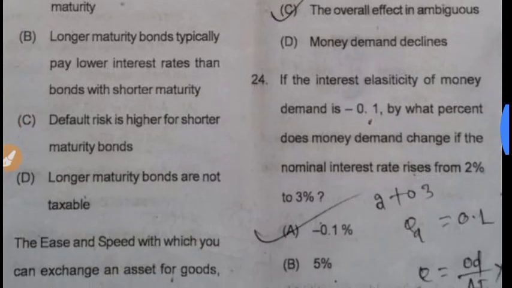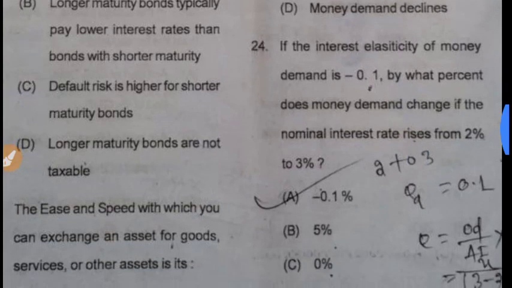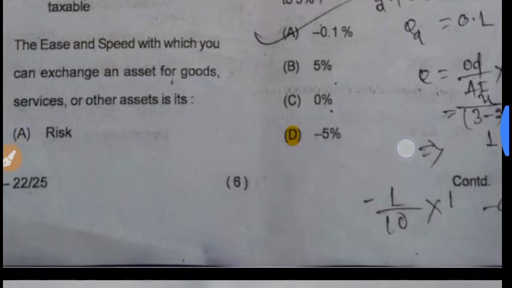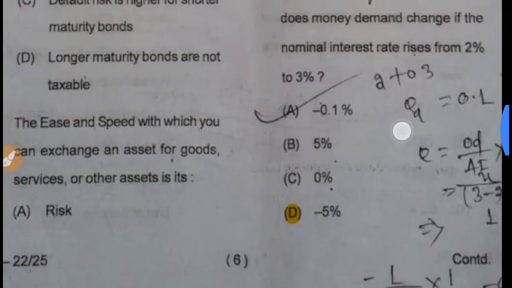Okay, if the interest elasticity of money demand is minus 0.1, by what percent does money demand change if the nominal interest rate rises from 2% to 3%? So here the correct answer is minus 5%. Okay. If any calculation is needed, then comment in the box below, then I will upload the numerical portion. Okay.